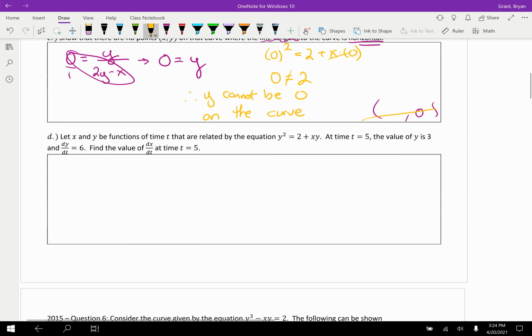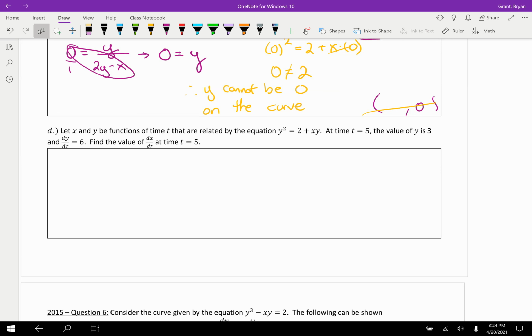All right, part D. Let x and y be functions of time t. At t equals 5, the value of y is 3 and dy dt is 6. Find the value of dx dt at time t equals 5. Okay, let's see what we want to find. We want dx dt. And I notice this is a d/dt here. That is a variable that's not even in the problem. This is actually a related rate question, just somewhat disguised.